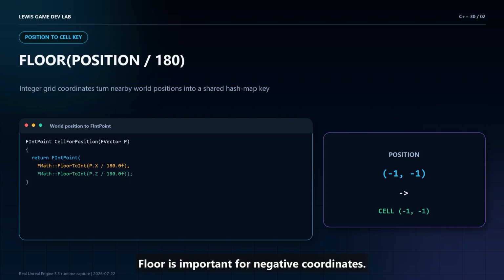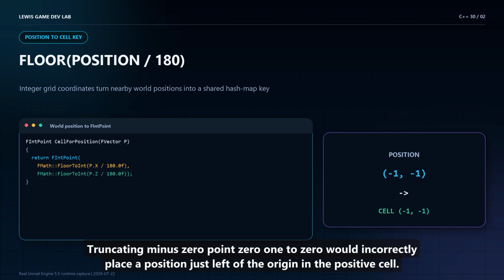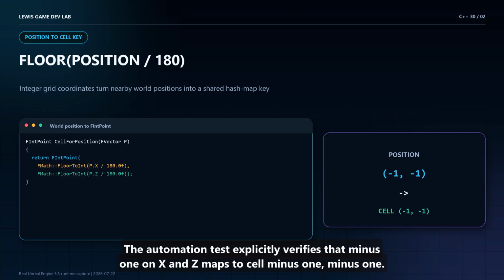Floor is important for negative coordinates. Truncating -0.01 to 0 would incorrectly place a position just left of the origin in the positive cell. The automation test explicitly verifies that -1 on X and Z maps to cell -1, -1.